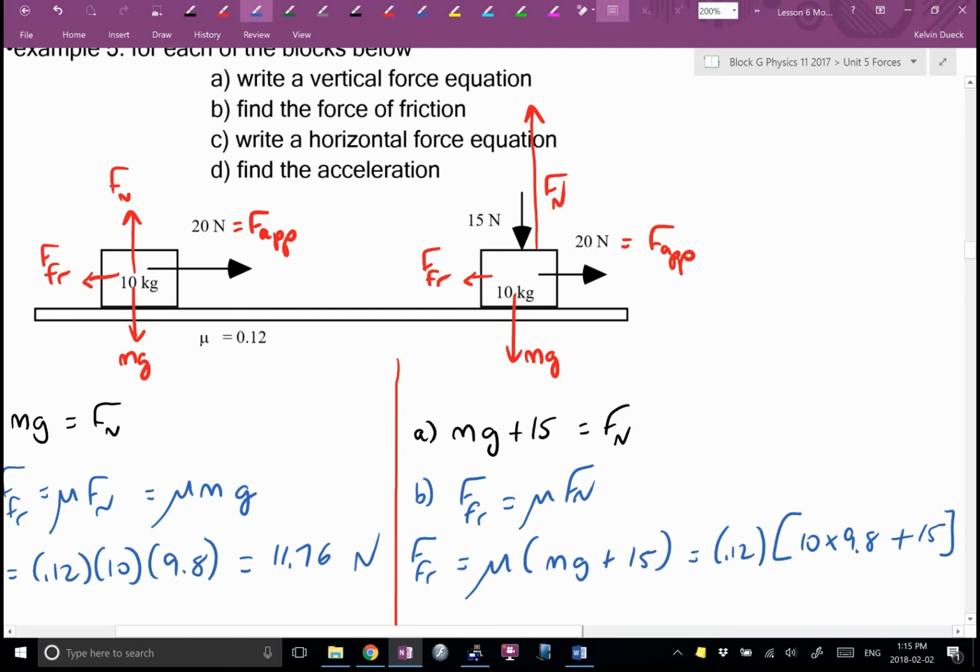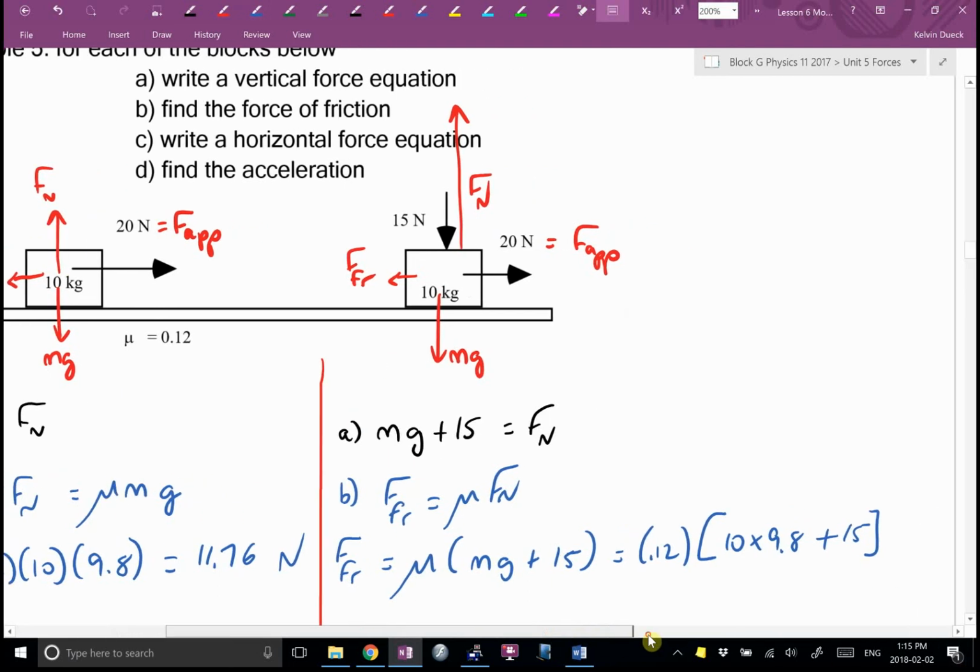I think I can do this in my head. 10 times 9.8 is 98, plus 15 is going to be 113. 0.12 times 113 is going to be 11.3, plus double that, 2.26. So it's going to be 13.3, 13.56. I got the decimal right this time, right, Emily? Is it 13.56? Thought I was getting old for a second there. You are. Shut up.